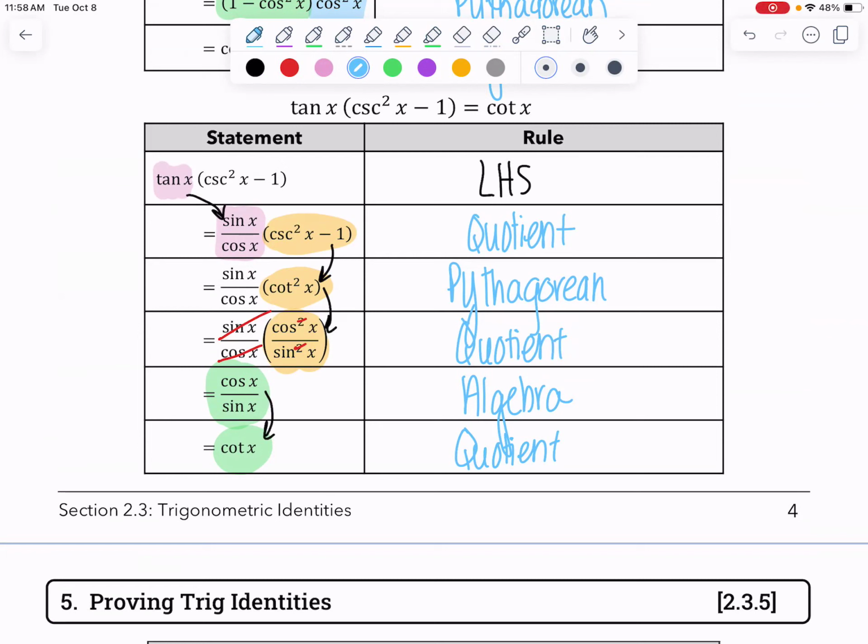So you're just identifying along the way what rule was used to prove an identity, to prove that tangent x times cosecant squared x minus 1 is equal to cotangent x. In our next videos, we're going to start actually proving trig identities.